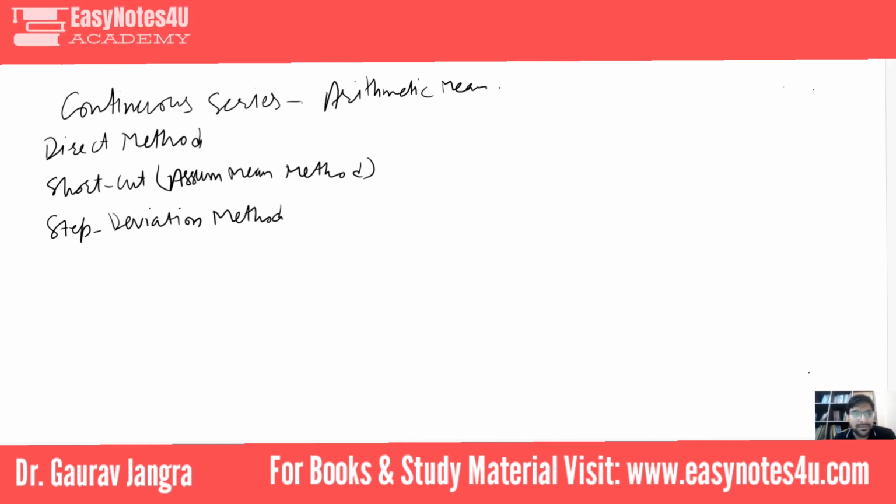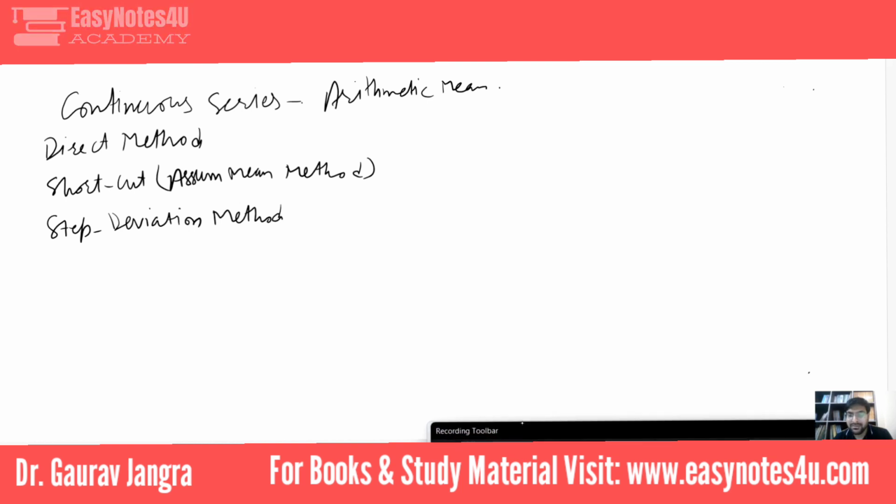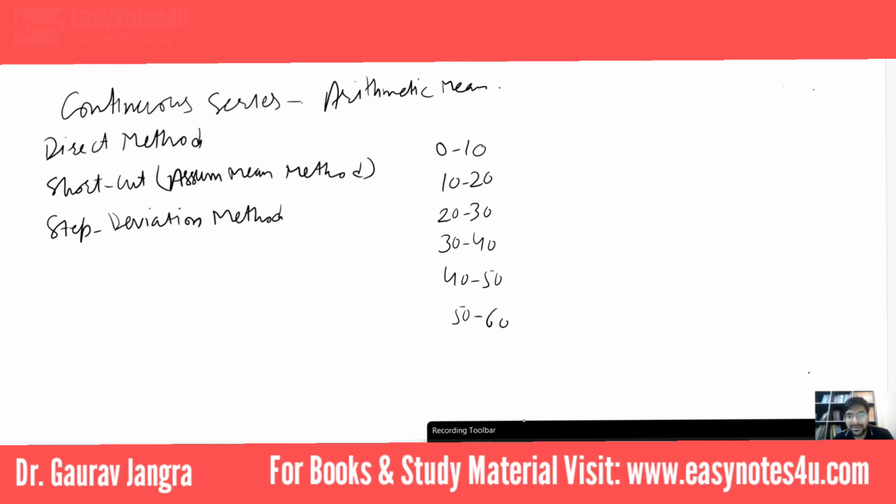First of all, continuous series are those series in which a small, equal class interval is given for each and every value. For example, 0 to 10, 10 to 20, 20 to 30, 30 to 40, 40 to 50, 50 to 60. So this is a continuous series.